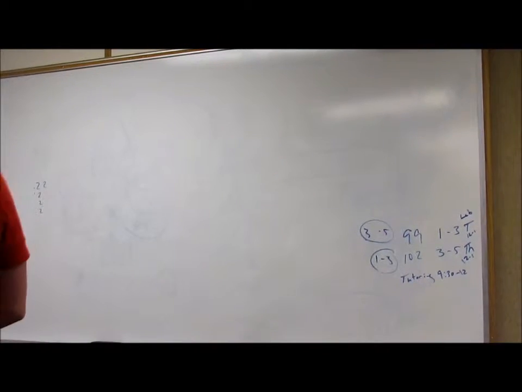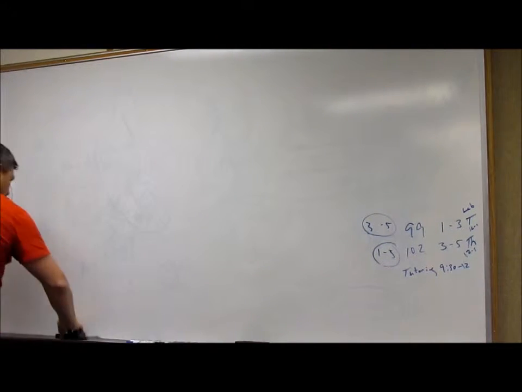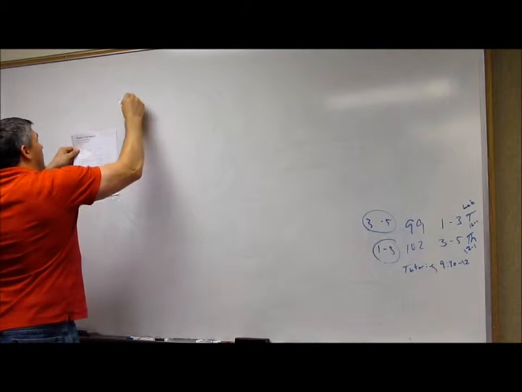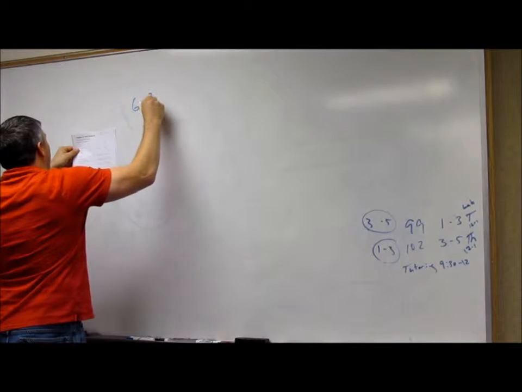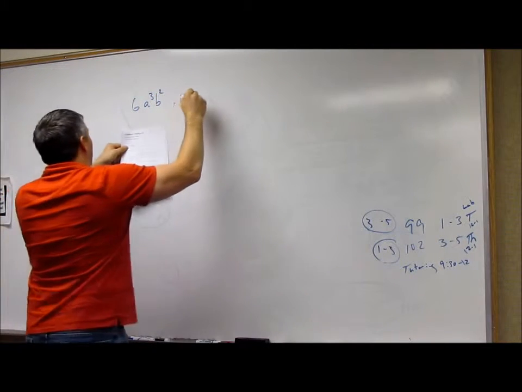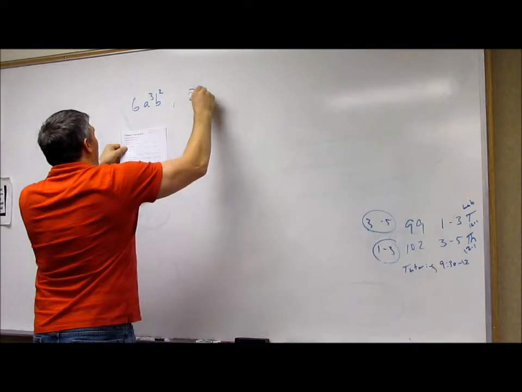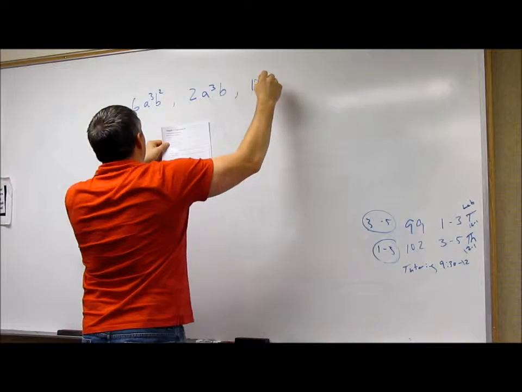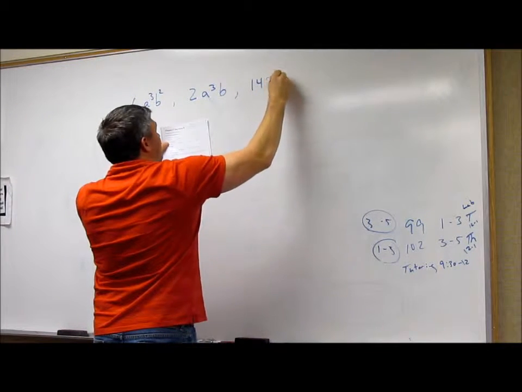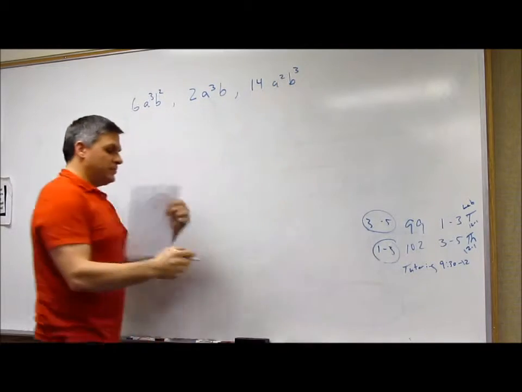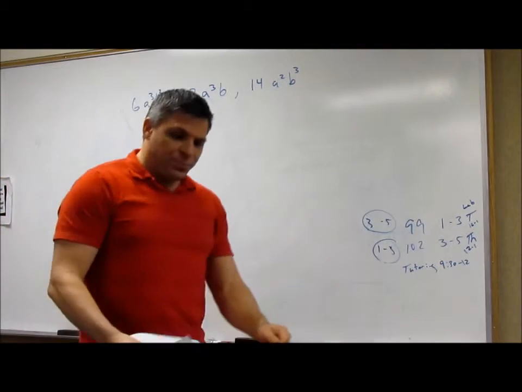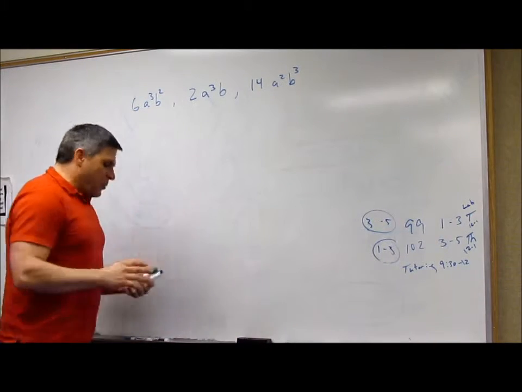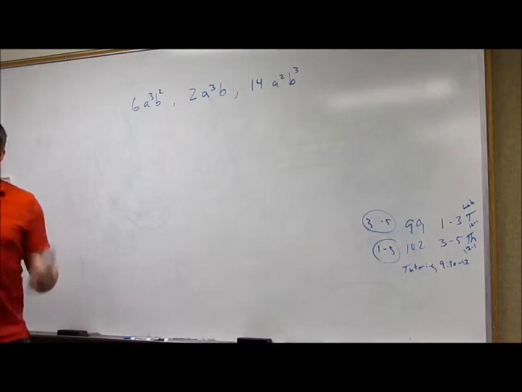Problem number 2 on the test. It's a little bit different than the other lecture, so this will be online. It's 6a cubed b squared, 2a cubed b, and 14a squared b cubed. Now remember, I showed it a different way last time, so I'm going to show it a different way now. I want you to realize what's going on.